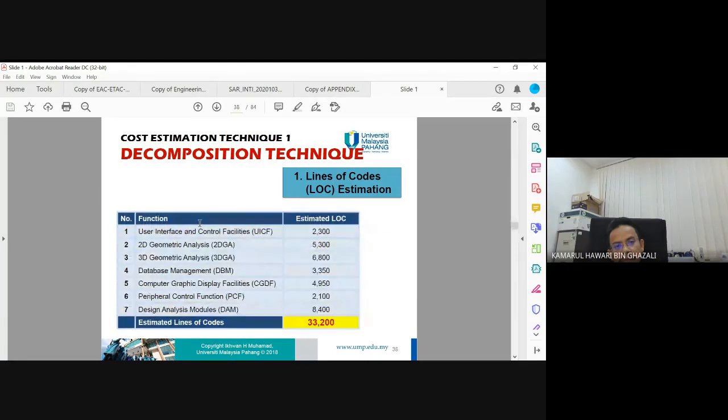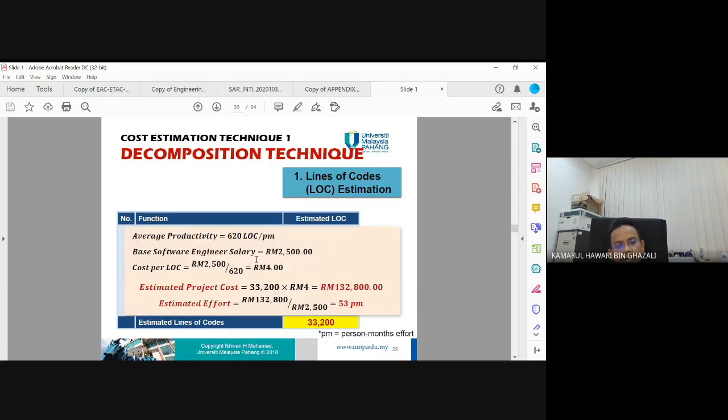Okay. So from there, we can do the estimated lines of code. So we get the user interface control, 2D geometric. So we sum all together the 7 functions, then we got 2,000 estimated LOC.